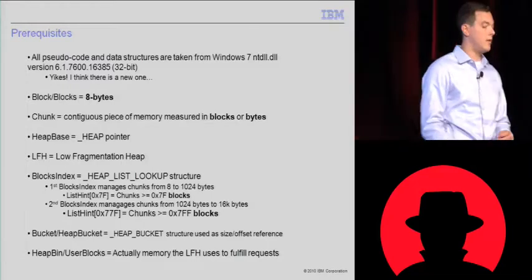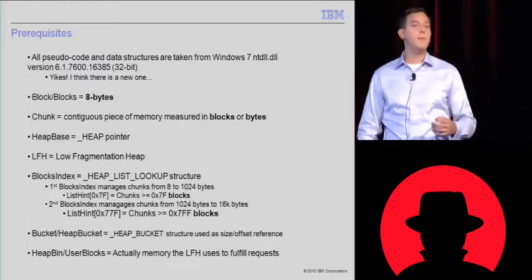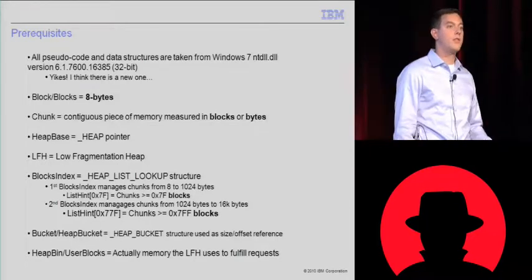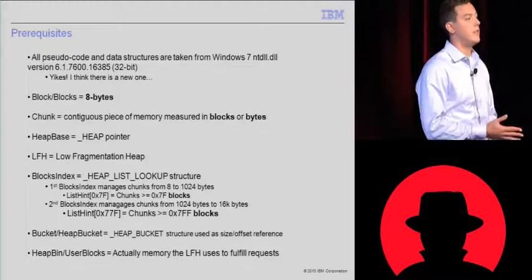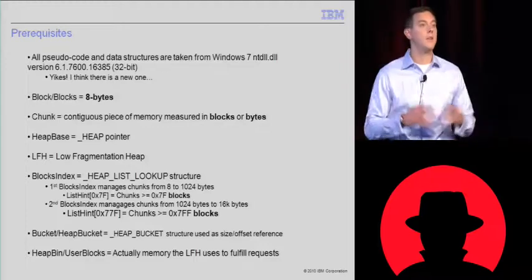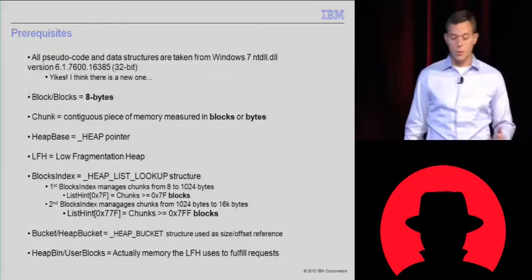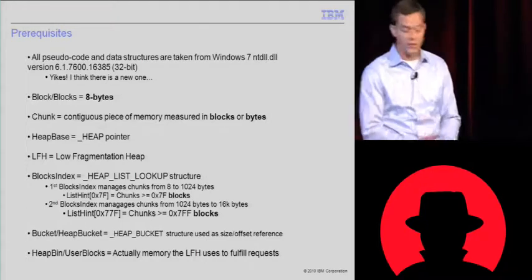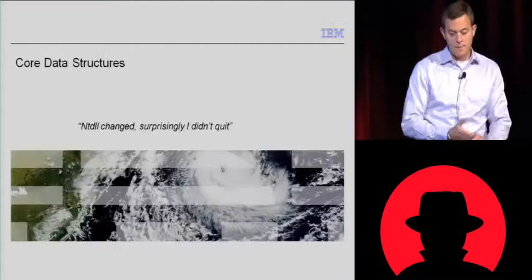I do this because there's a heap bucket data structure in the debugging symbols, and it's a 4-byte data structure that is solely used for indices and size. When I talk about the committed memory that's used to service these requests, I'll say heap bin, user blocks, or something of that nature. Okay.